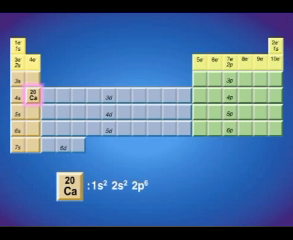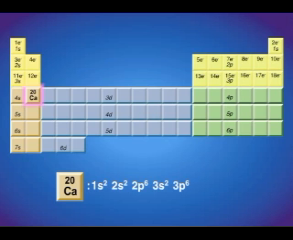The 3s orbital can hold 2 electrons. We write 3s2. The 3 3p orbitals can hold 6 electrons. We write 3p6. The final 2 electrons are placed in the 4s orbital. We write 4s2. The ground state electron configuration of a calcium atom is 1s2, 2s2, 2p6, 3s2, 3p6, 4s2. Double check that you have placed 20 electrons.